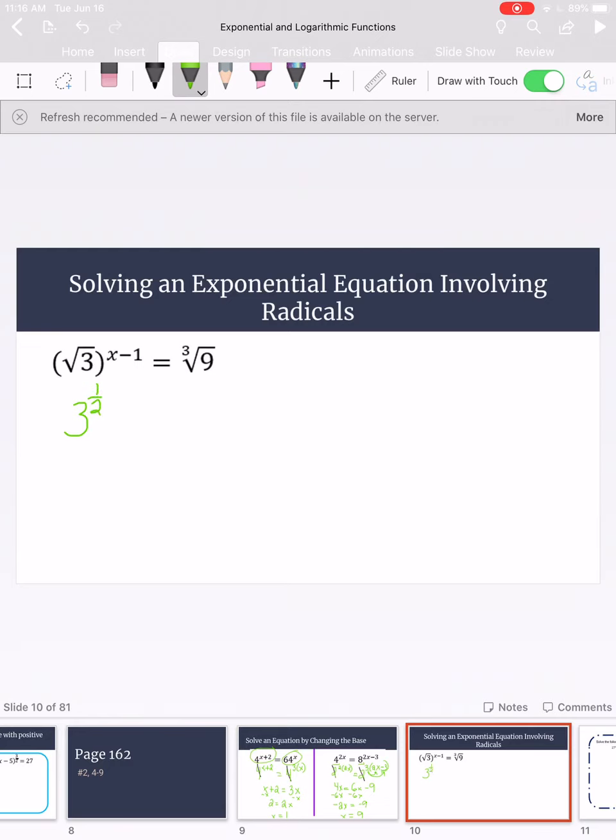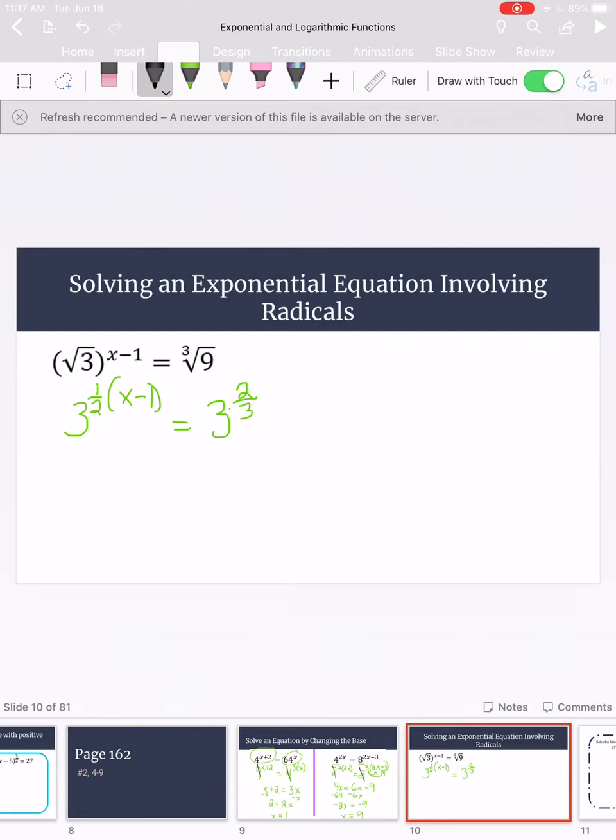With a square root, the index is actually 2. We just don't write that 2 there. So remember, when you're writing a radical as a fractional exponent, your index is always the denominator of the fraction in that exponent. Now I have 9, which is the same as 3 to the power of 2, and my index is 3 in this case because it's a cube root, so the denominator in my fractional exponent will be 3.